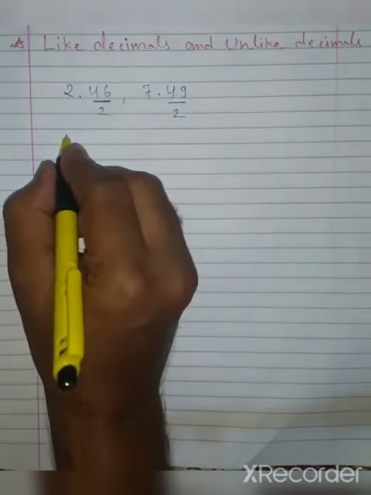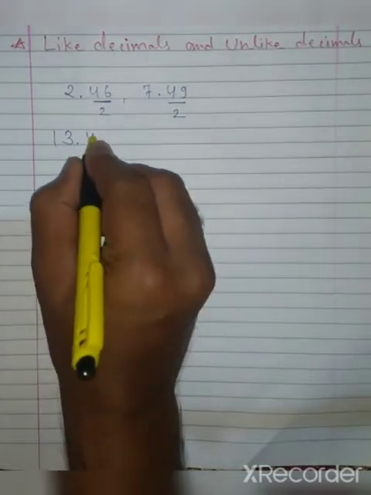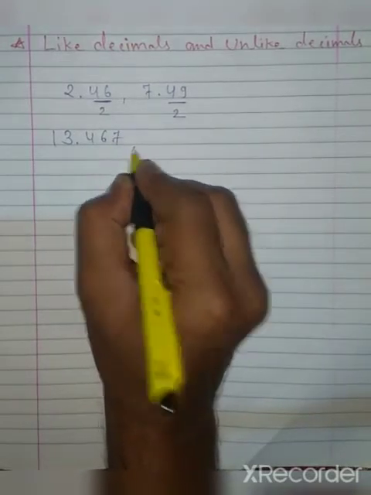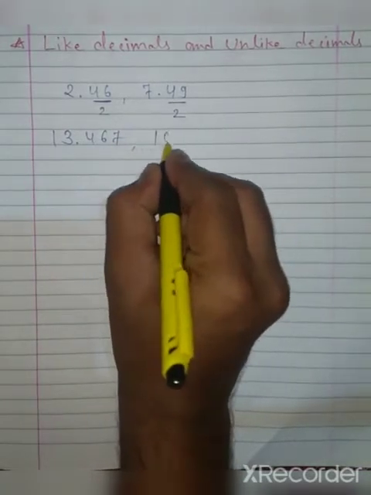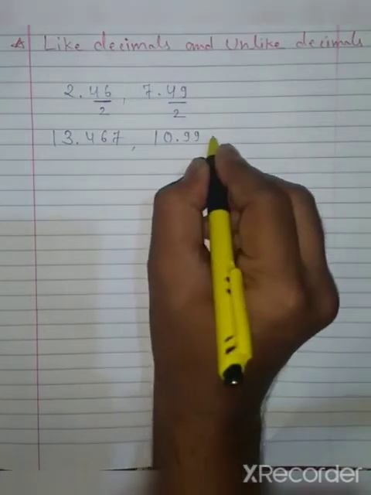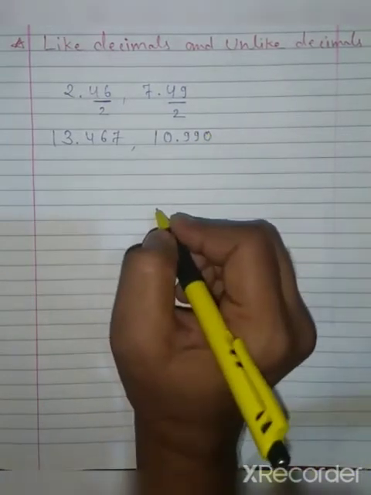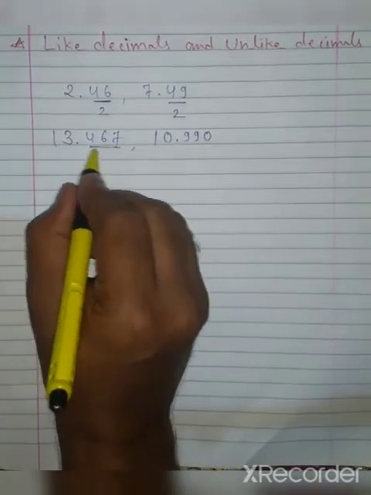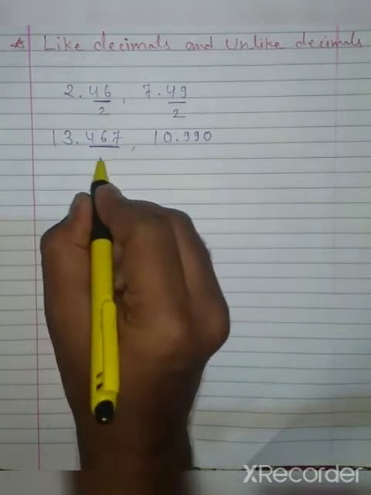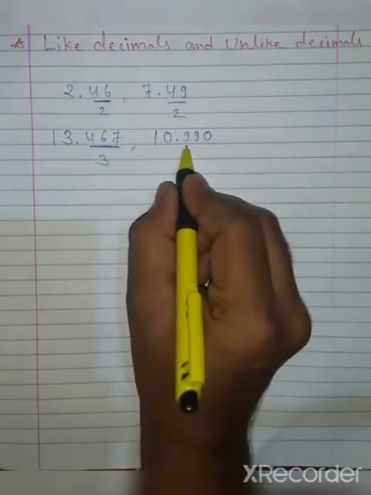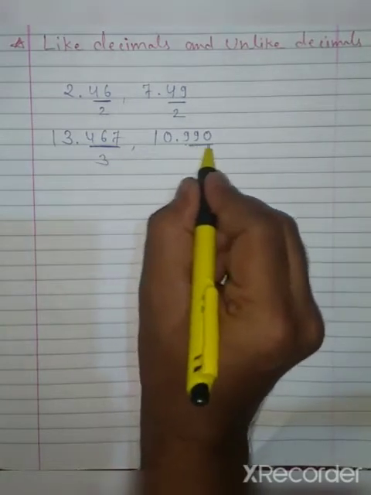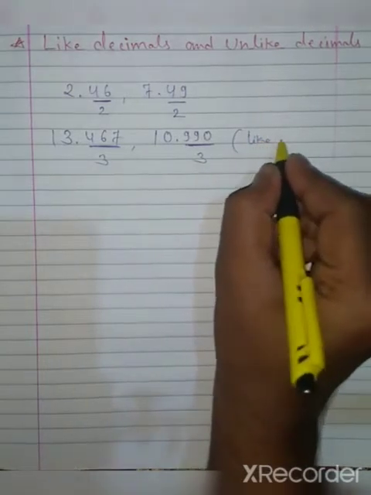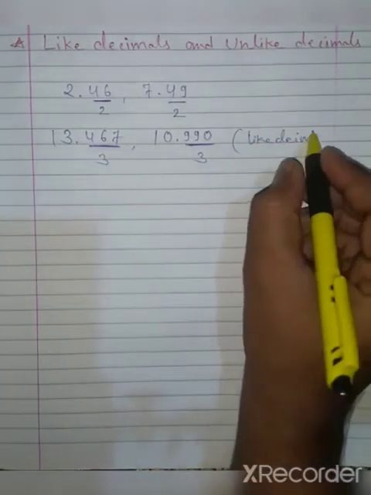Another example we'll take: 13.467, and another example, 10.990. Here you can see the decimal place of the first decimal number: there are 3 decimal places, and here the decimal places are 1, 2, 3, again 3. So this is called like decimals.